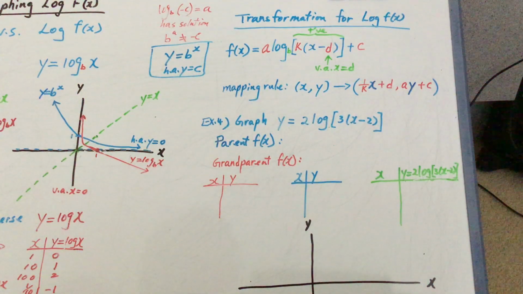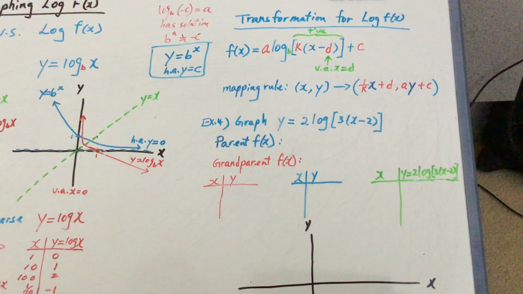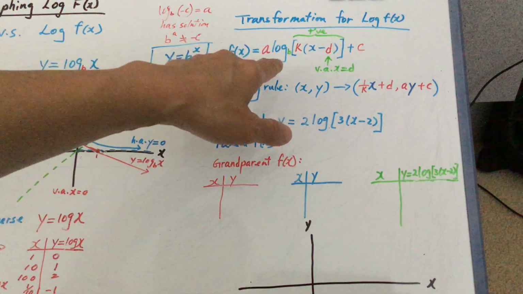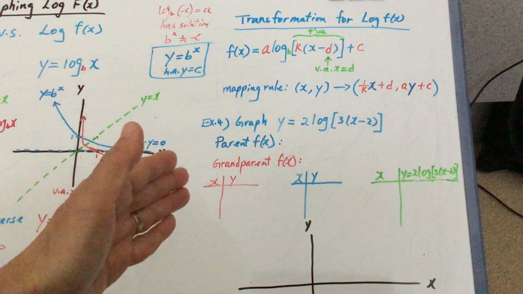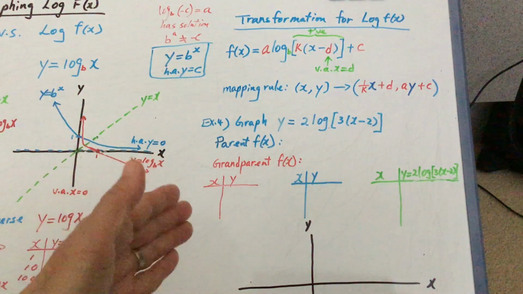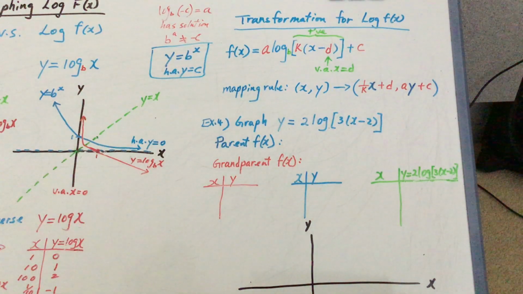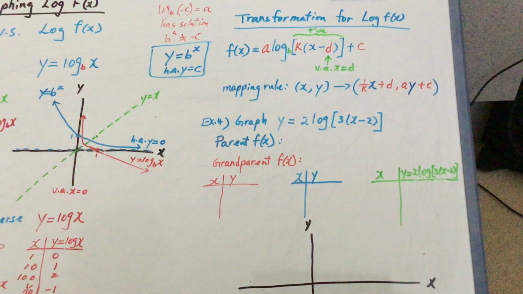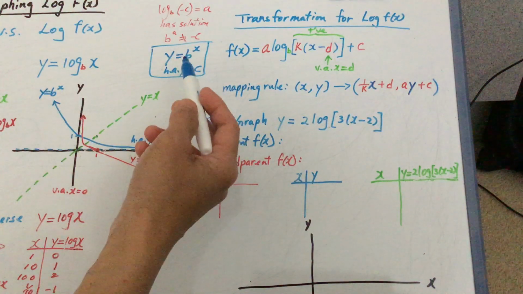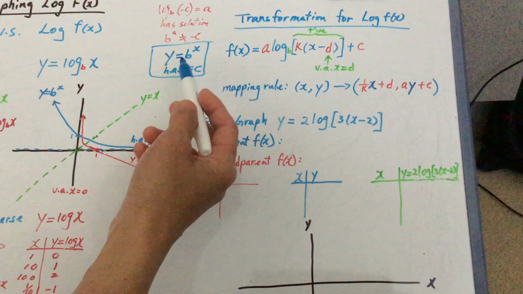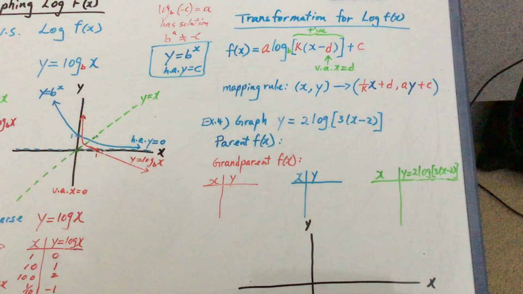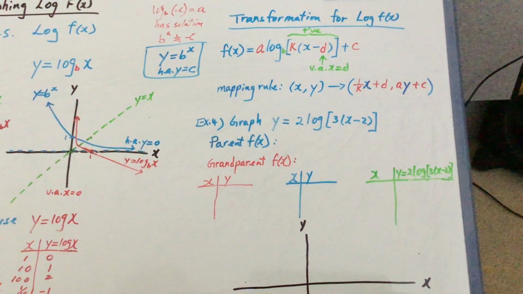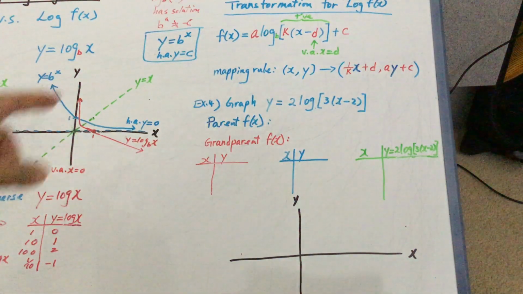So this is very, very important, because if you remember what we did before with the graph, one side of the tails of the log function is approaching the vertical asymptote. Just like in the exponential, where one of the tails is approaching the horizontal asymptote. So this basically is the general form of it.